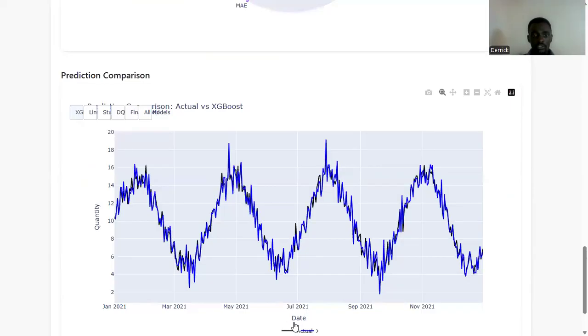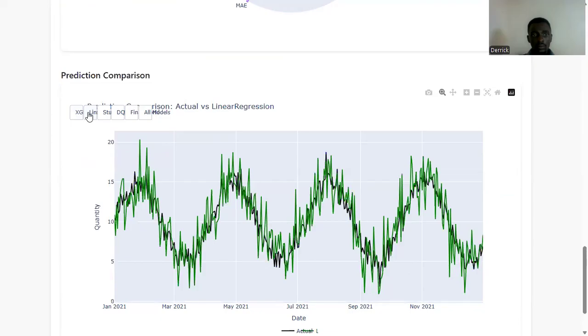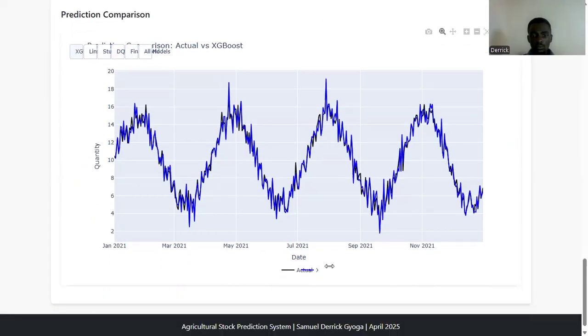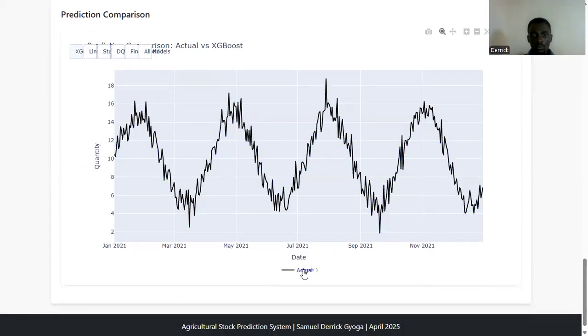So this is our actual quantity. Our actual quantity is in black. So this is how our actual values work.